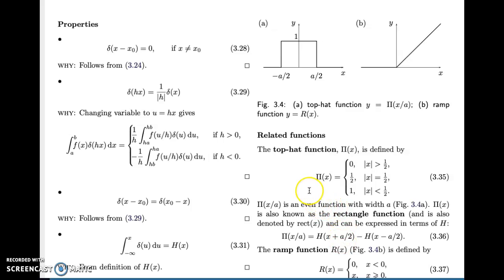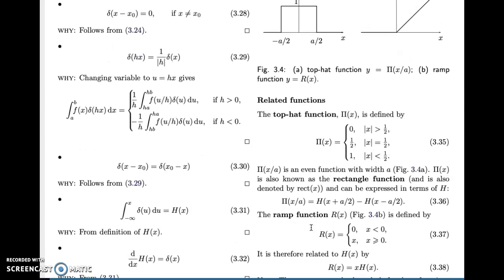The thing to warn you about is this pi symbol is sort of my own invention. There's no standard symbol for the top hat function. I've just used the symbol pi because it actually looks like the function itself. This is capital Pi. Some people use rect for the rectangle function, but there's no standard definition or symbol, so you have to really define it if you're going to use it.